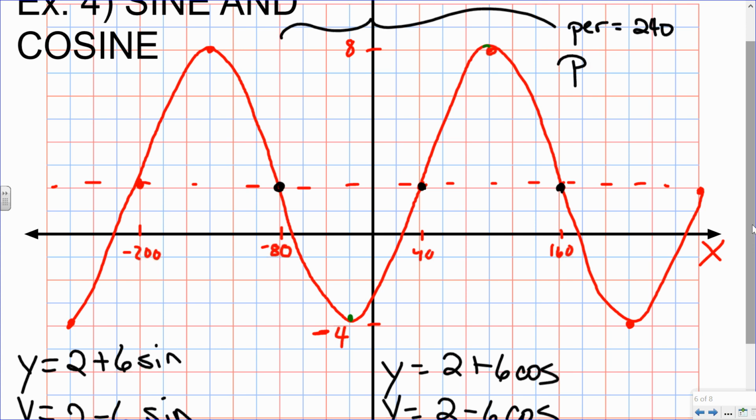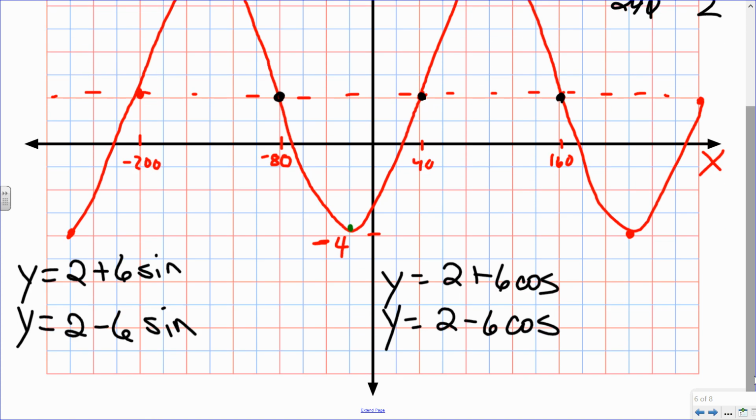So my period on the graph is 240. So the number that I need in the equation is 360 over 240, or 3 halves, right? So all four of these have 3/2 next. Now it's just figuring out the 4 shifts. So that's the only part that gets repeated with these.